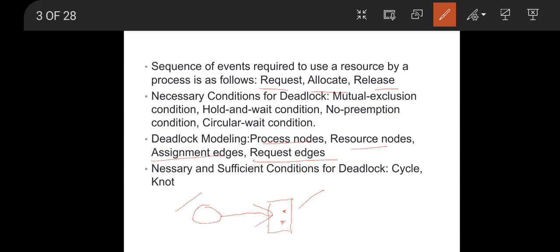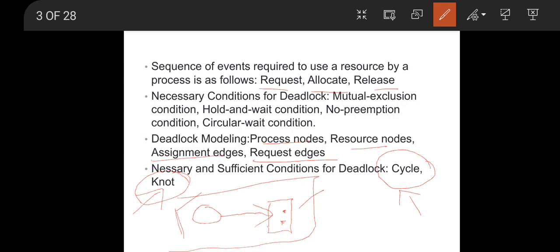Once we have drawn the graph, to check whether the system is in the deadlock condition or not, we are going to look for either a cycle or a knot. If all the resources have only one unit, that means the number of instances of all the resources is only one, then we can simply check for a cycle. If the number of instances of a resource is more than one, we need to check for a knot. For example, in this example, this particular resource had two instances or two units. So in that case, we need to check for a knot.